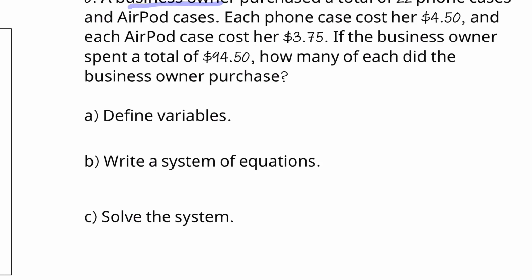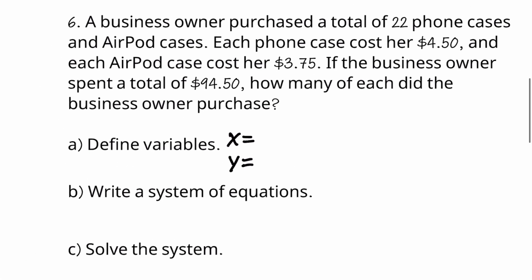So a business owner purchased at least 22 phone cases and AirPod cases. A phone case cost around $450. An AirPod case cost around $375. If the business owner spent a total of $94.50, how much of each did the business owner purchase? Okay, so again, we have two variables. So we have x and y. In this case, it looks like we are talking about two different things, which are phone cases and AirPod cases. So let's let x be phone cases, and let's let y be AirPod cases.